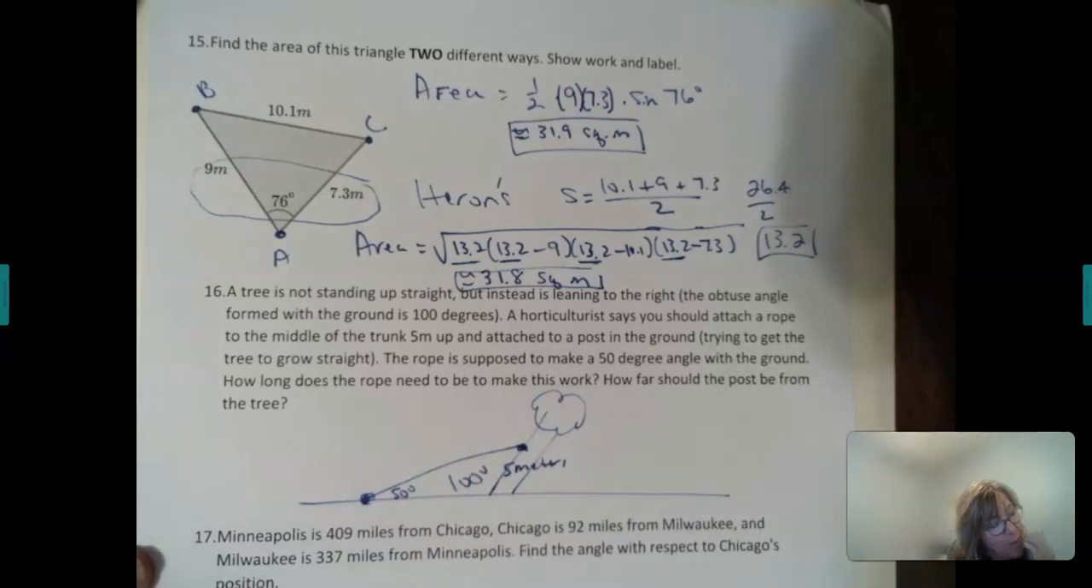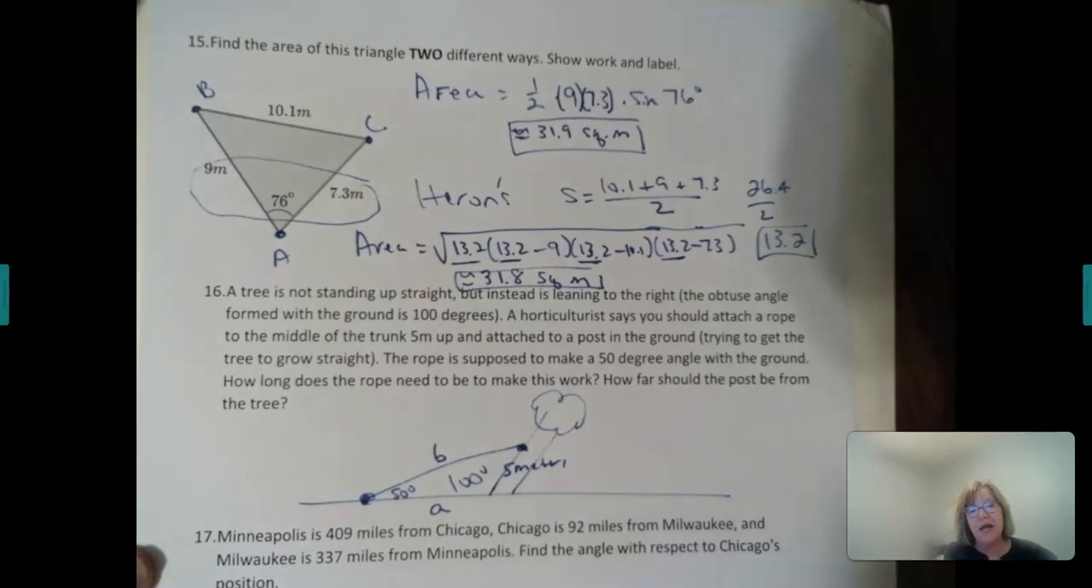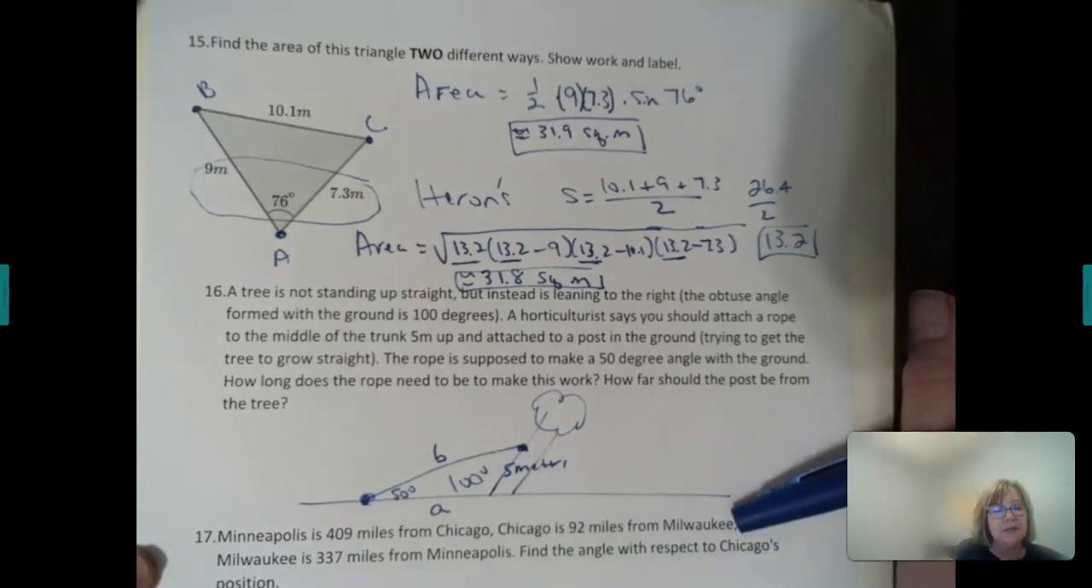So there's the rope. All right. How long does the rope need to be to make this work? How far should the post be from the tree? Okay. So I kind of want to know, I'll call this A and B. All right. I'm going to pause. I'm going to set this up a little bit. You try it on your own and then I'll go over it.